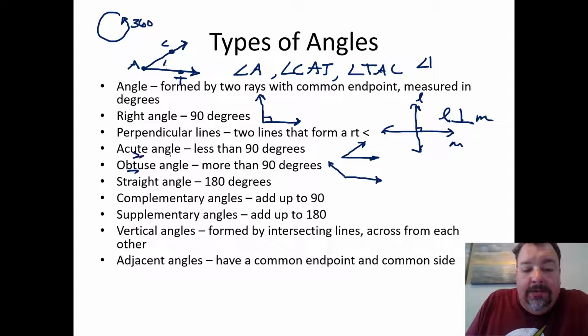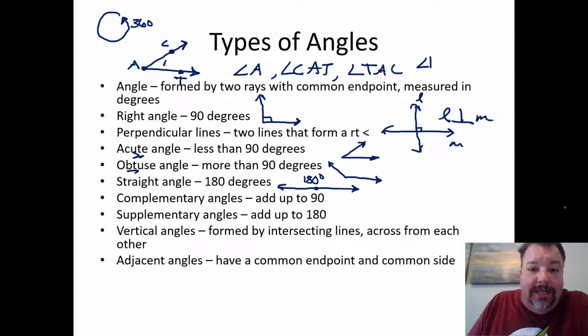To remember this, acute, I think of something that's acute, it's sudden, it's sharp. So acute angles are the small, sharp, sudden angles. Obtuse angles are the big, obese type of angles. Obtuse kind of sounds like obese. And then a straight angle is one that's basically a straight line and looks like 180 degrees. So if it's just a line that goes straight across, that's a straight angle.